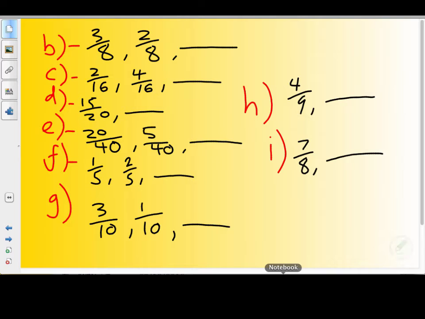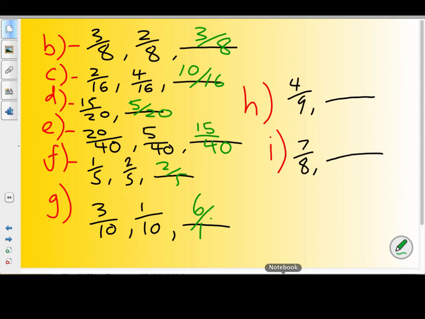Okay, I hope that you paused me. Let's see how you went. 3 eighths and 2 eighths is 5 eighths, which means you're missing 3 eighths. 2 sixteenths and 4 sixteenths is 6, so you're missing 10 sixteenths. You're missing 5 over 20. You're missing 15 over 40. You're missing 2 fifths. You're missing 6 over 10. You're missing 5 over 9 here, and you're missing 1 over 8.